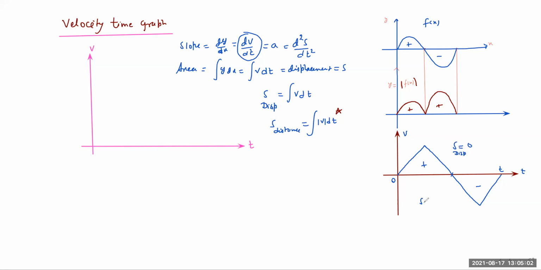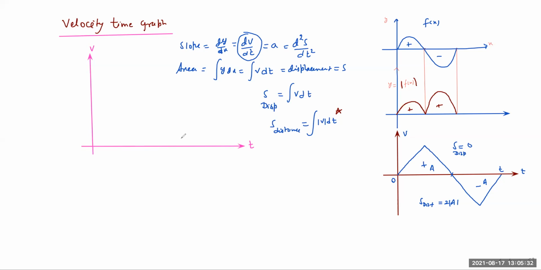But what about distance? In the same question, the distance will be two times the area of the triangle. So if I say the area is A, then this is 2A. You can say mod of A in this case if there is a risk of negative. So the things that we can always infer from the velocity time graph are acceleration, displacement, and distance as well.